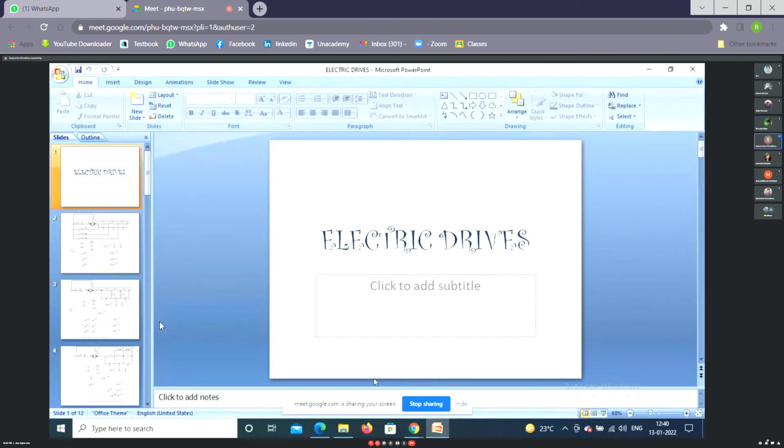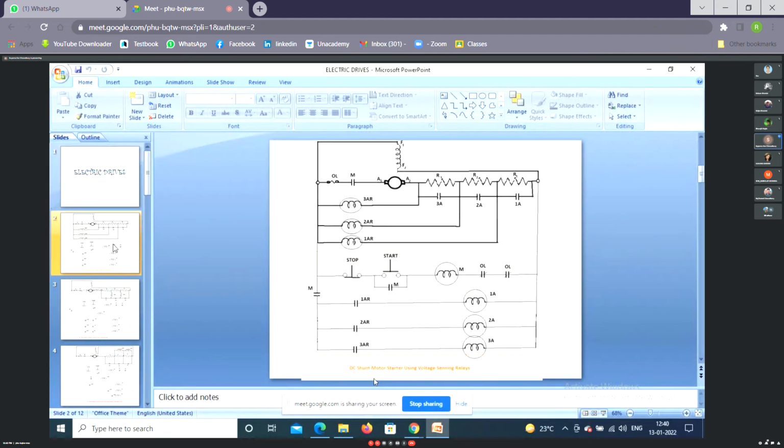We will just discuss circuits you have already studied, and how they can be controlled by semi-automatic devices. So let us look at this. This is the DC shunt motor starter using voltage sensing relays.